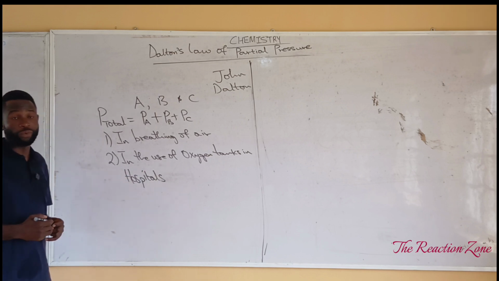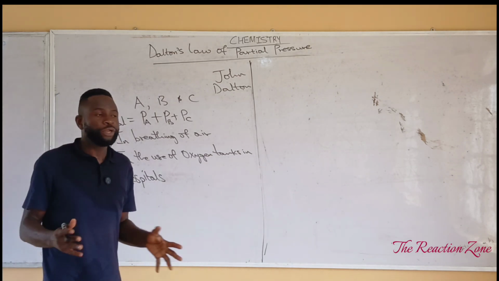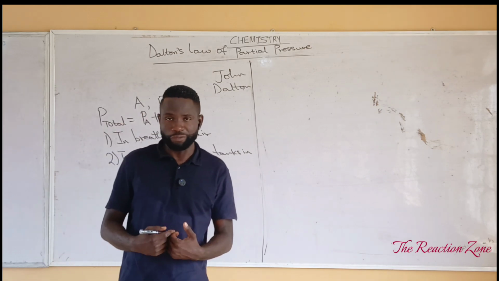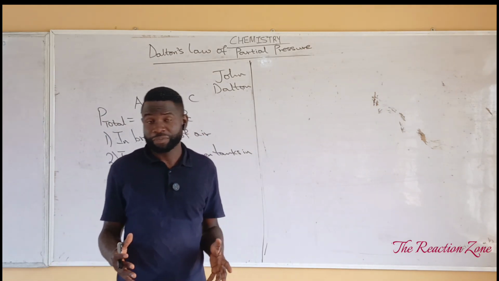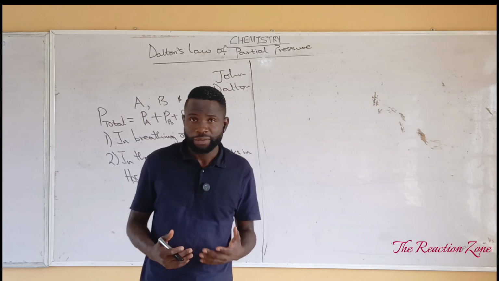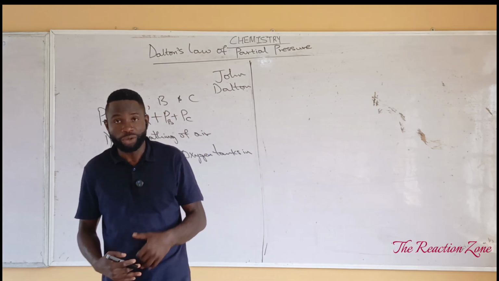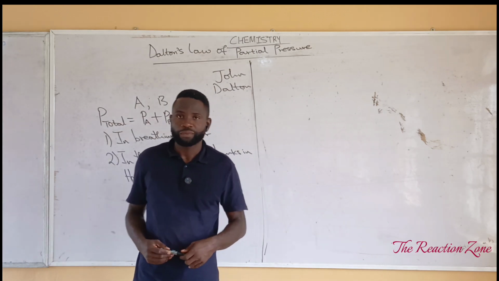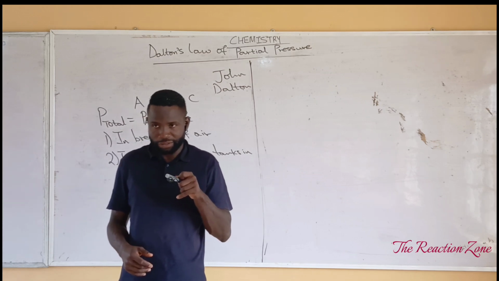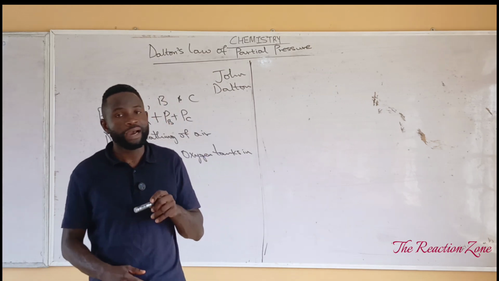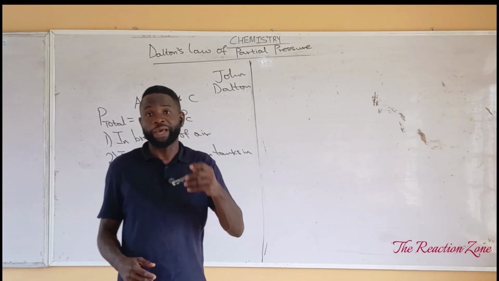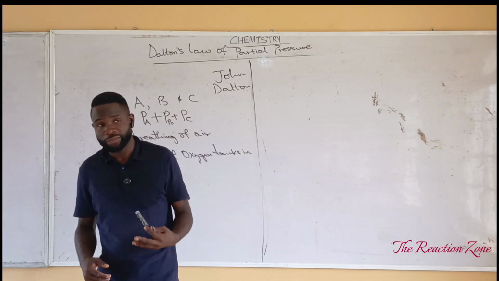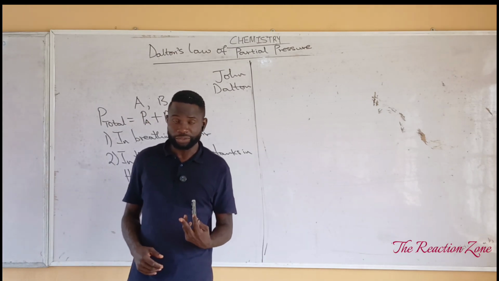Now let's look at the first one. We know that air is a mixture of gases. It comprises nitrogen, oxygen, and trace amounts of other gases. Each of these gases in air has its partial pressure, and this affects how oxygen is absorbed by the lungs.